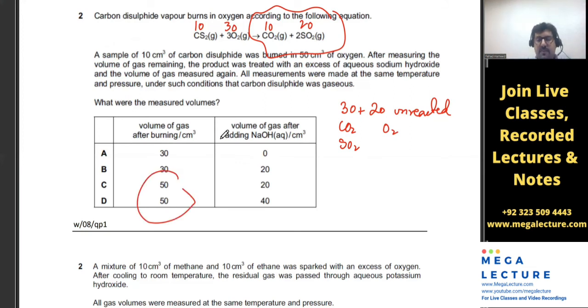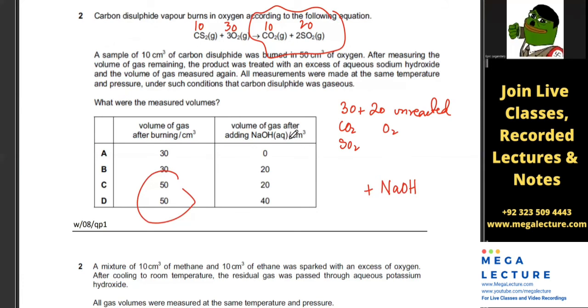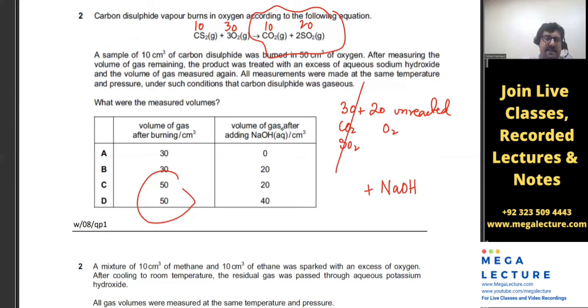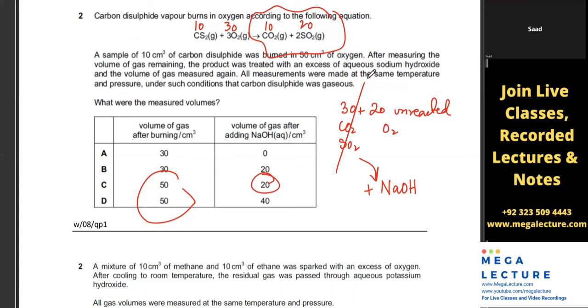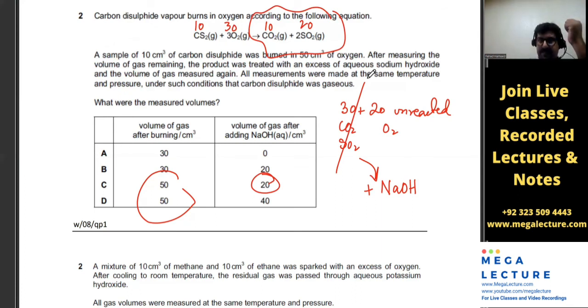Now, the volume of gas after adding NaOH. Which of these gases do you think will get absorbed in an alkali? Which one of these gases are acidic? Carbon dioxide and sulfur dioxide. These gases are acidic, so when you pass it through NaOH, these gases will get absorbed. So the remaining volume will be just 20. Is that clear? Yes, sir.